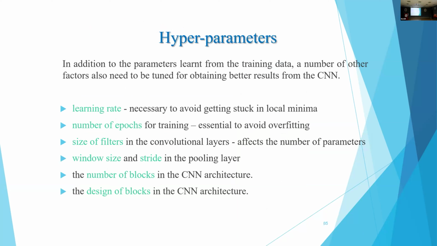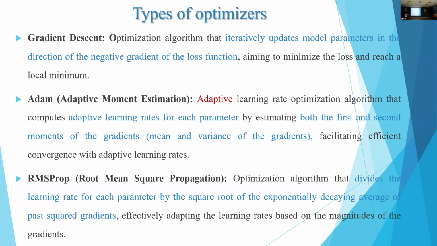Okay. But as I pointed out, one of the cautions is that we have to tune a set of hyperparameters, besides the other parameters, weights, filters, etc. So, learning rate, number of epochs for training, size of the filter, window size, and stride. Stride means how much I will shift each and every time. Then the number of blocks in the CNN architecture and how I design the blocks.